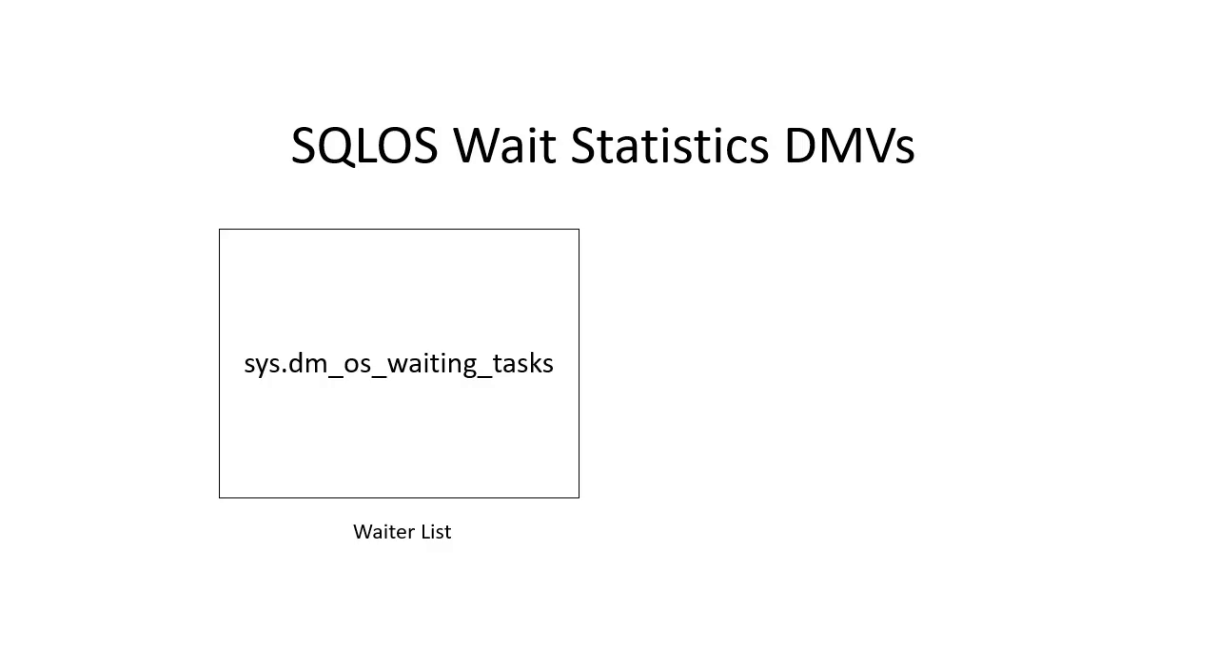Wait times and types for currently blocked requests also appear in the sys.dm_exec_requests. One common wait type that will show up in the sys.dm_os_waiting_tasks is lock-related waits, where, for example, one long-running query blocks many other requests for a significant period.